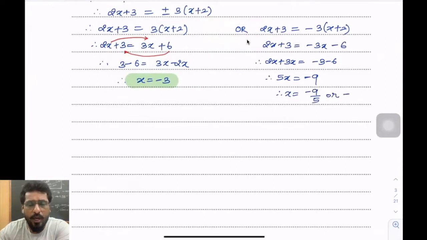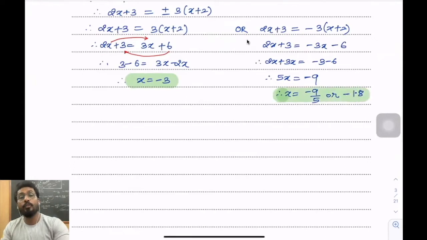Or you can say negative, so that's 9 upon 5. So 5 times 1, that's 5, and then 4 is left. So you will put a decimal sign. That becomes 40. It gives you 8. So minus 1.8. So that's the value of x, another value of x. Okay, so I have got two different values of x.